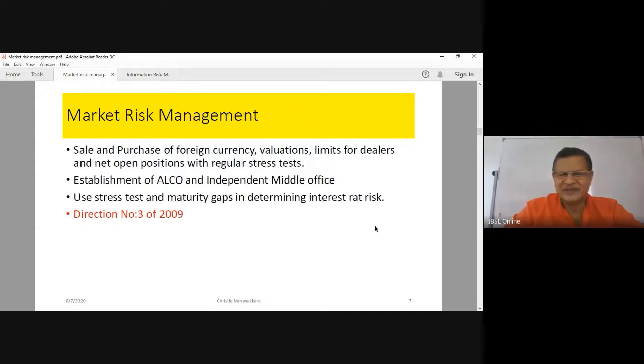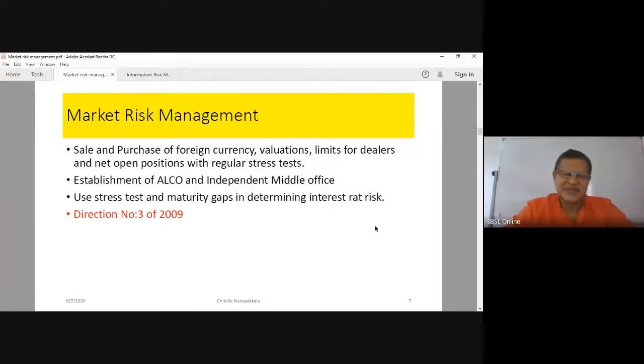Establishment of ALCO and independent middle office. We also talk about assets and liability management, which also could help market risk management. And therefore, risk management also participates in ALCO meetings. We also said treasury needs to be segregated into three areas. And the independent middle office, though we call it a treasury middle office, doesn't come under treasury, and it does report to the chief risk officer in risk management. Therefore, it has become an independent function, which is very important to manage market risk.